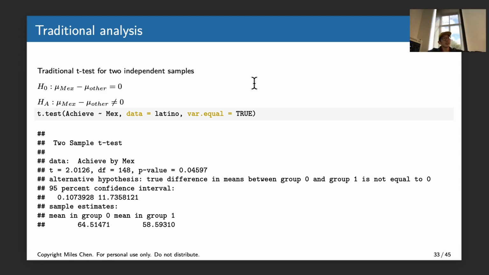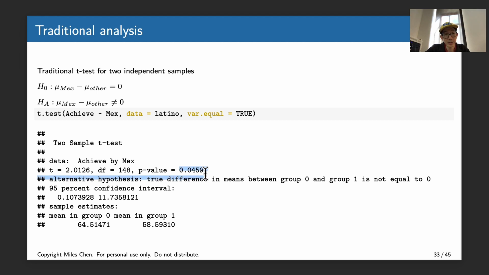We could just take a traditional classical approach and do a t-test. Okay, t-test, you would have two samples. You're comparing the means of your two samples, and you do that. Your null hypothesis is that the difference between means is 0, and the alternative is that the difference between means is something other than 0.